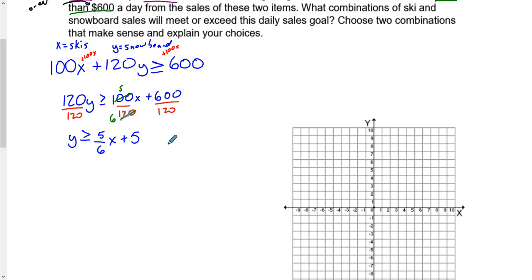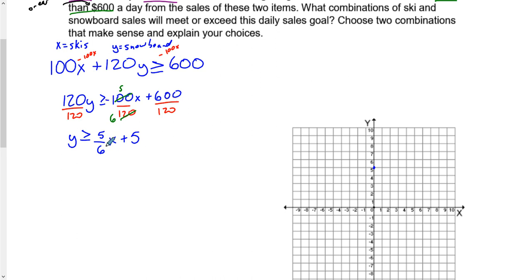So let's get into our graphing. It means that our y-intercept is going to be 5. And we have to use a slope of 5/6. Yep, I knew that this started looking weird. Okay, you can't add 100x and expect to get rid of your 100x's. You have to subtract it. I am so sorry.